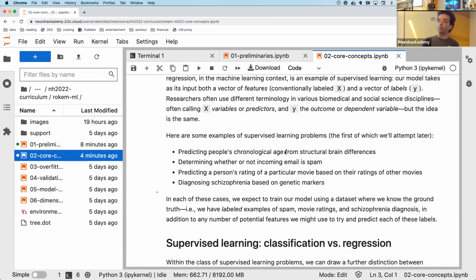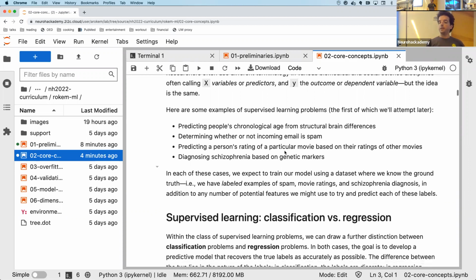Here are some examples of supervised learning problems. Predicting people's age from structural brain differences. We'll do that a little bit later. Determining whether or not incoming email is spam. Predicting a person's rating of a particular movie based on the ratings of some other movies. Diagnosing schizophrenia based on a genetic marker, and we can add to that. There are lots of examples of supervised learning.